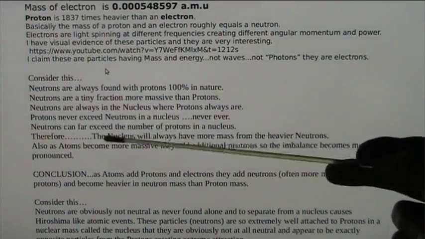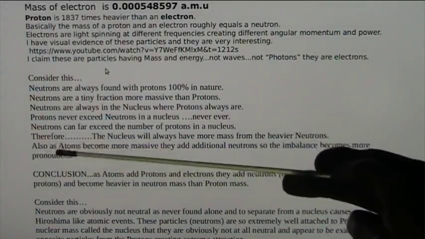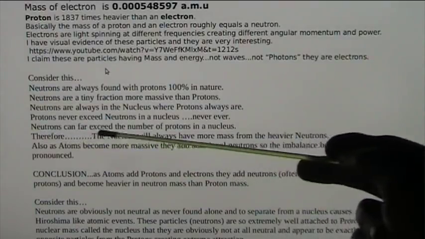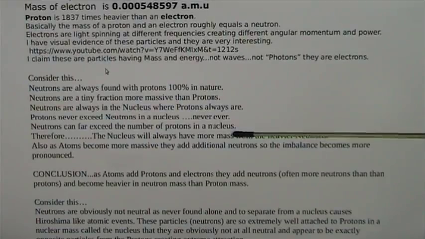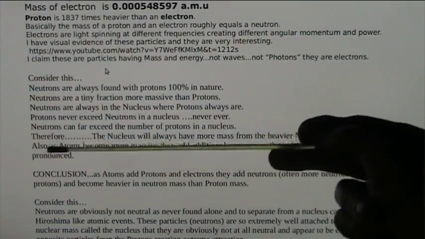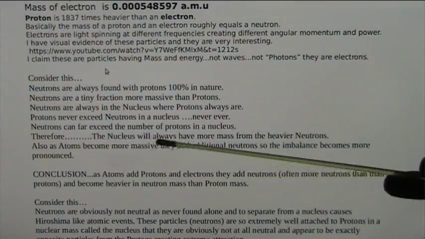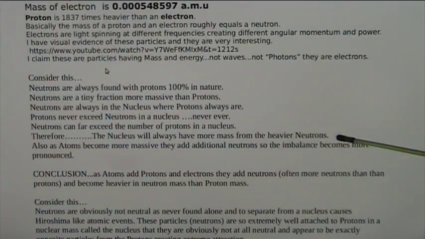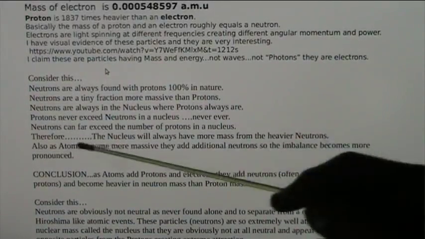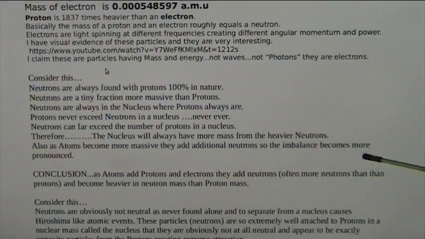So you always end up with more mass of the neutron than the proton. Neutrons can far exceed the number of protons in a nucleus. When you get way up into the heavy metals, there are many more neutrons than protons. So the nucleus will always have more mass from the heavier neutrons. So we know we have a neutron mass. Also, as atoms become more massive, they add additional neutrons, so the imbalance becomes more pronounced.